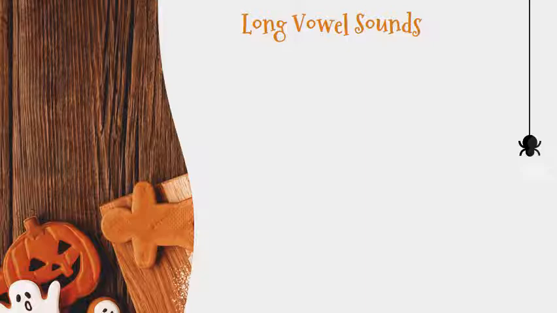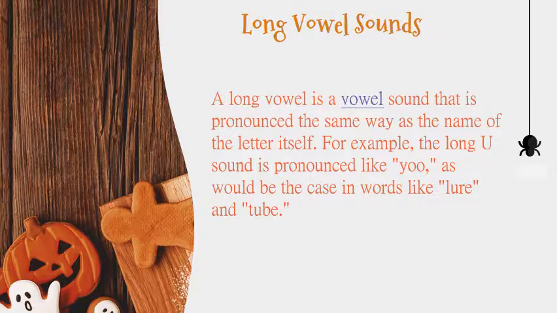Now we move to the long vowel sounds. When do we have a long sound? A long vowel is a vowel sound that is pronounced the same way as the name of the letter itself. Example, the long U sound is pronounced like U, as would be the case in words like lure and tube. Okay, so the letters in the long sound take their names: A, E, I, O, U. So these letters take the long sounds.